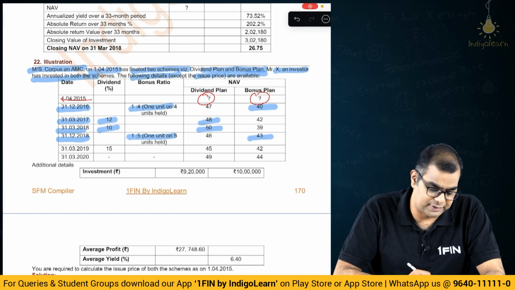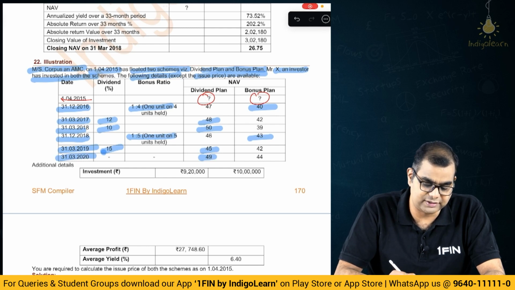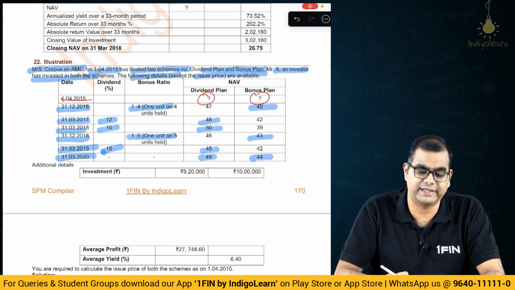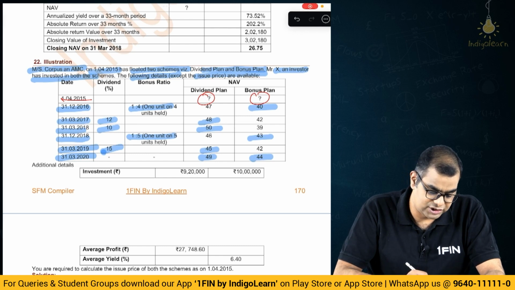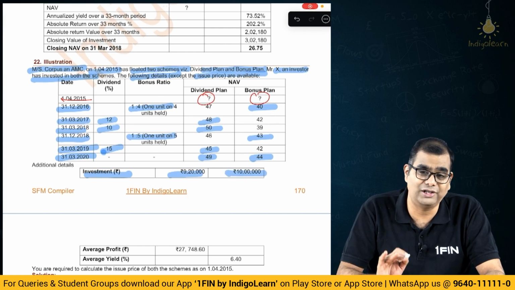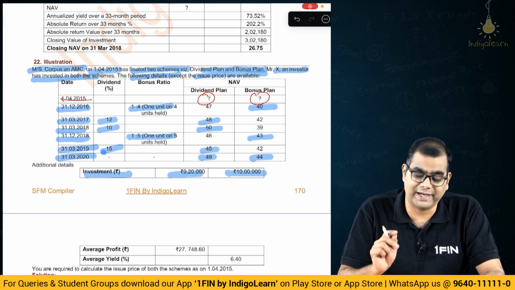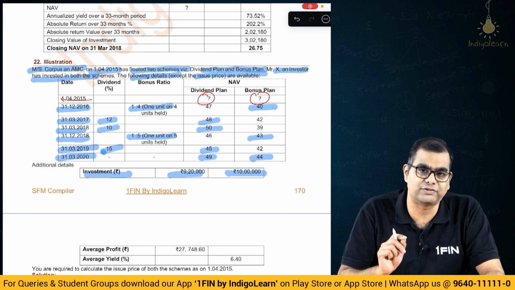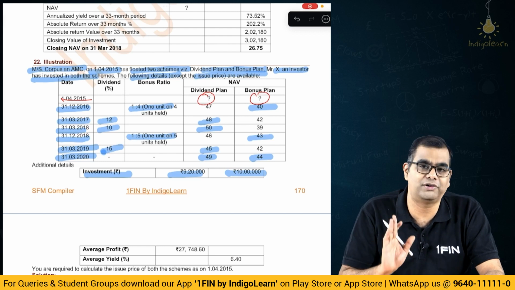That is a different plan, obviously, the bonus plan. And then on 31st March 19, there was a 15% dividend when the NAV of the dividend plan was 45. And on 31st March 2020, the NAVs of both the plans are 49 and 44. Additional details are the investment you made: in the dividend plan 9.2 lakhs and in the bonus plan 10 lakhs. You know the value of the investment, but you don't know the rate at which each unit was purchased, and you also don't know the number of units.